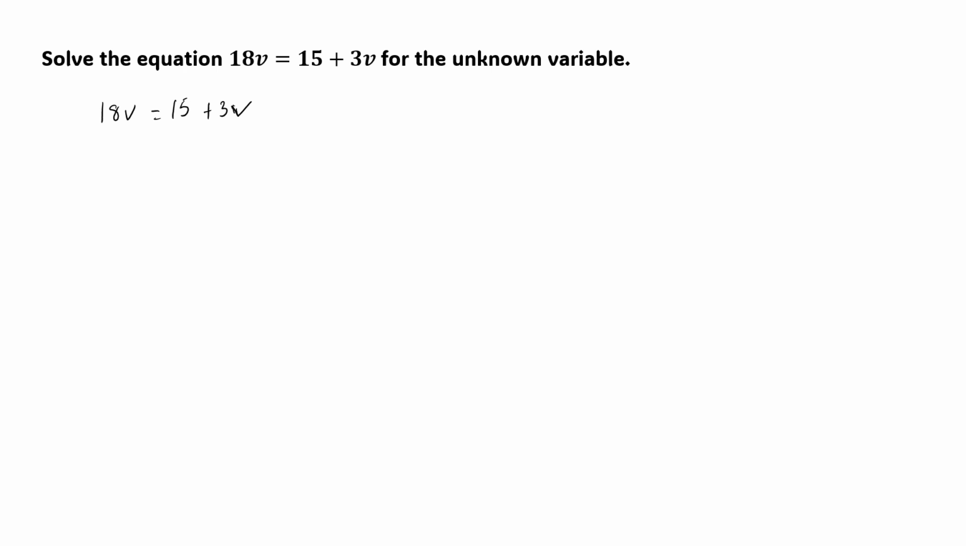So like we did in the first equation, we are going to begin by collecting our like terms. And I'm going to be moving my 3v to the left-hand side of my equation where my 18v is. So we have 18v, and since 3v is being added, it will be subtracted on the left-hand side. And then we return everything back to our equation that we didn't use, which is our 15. So when 18v subtracts 3v, we will get 15v equal to 15.